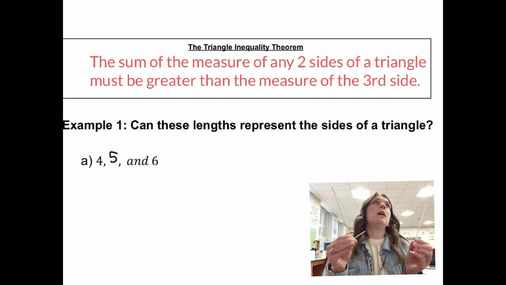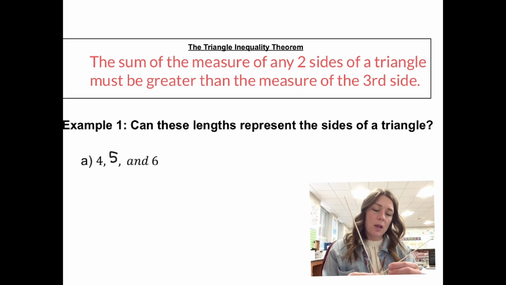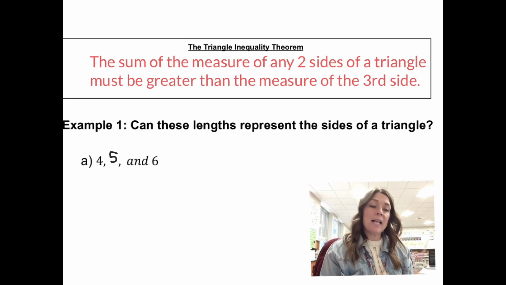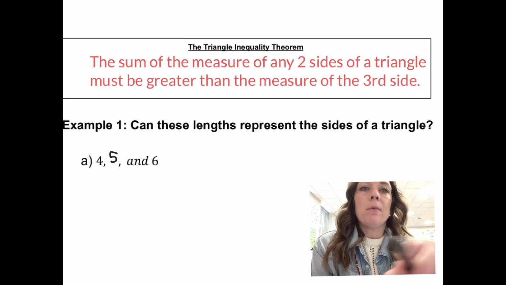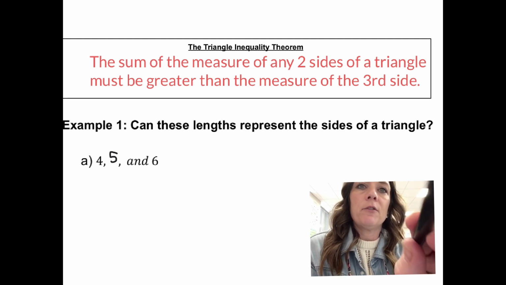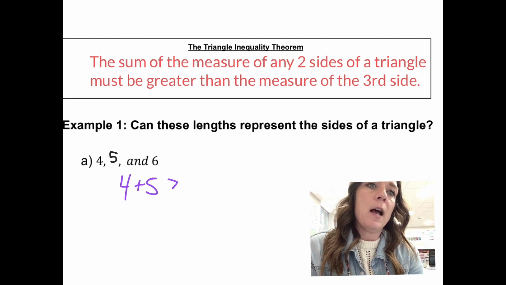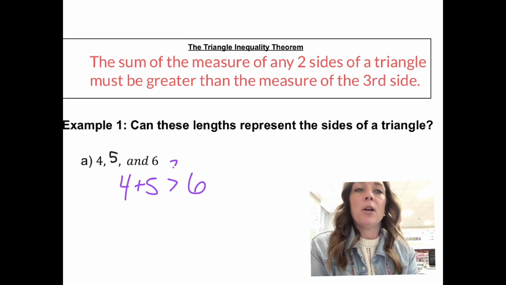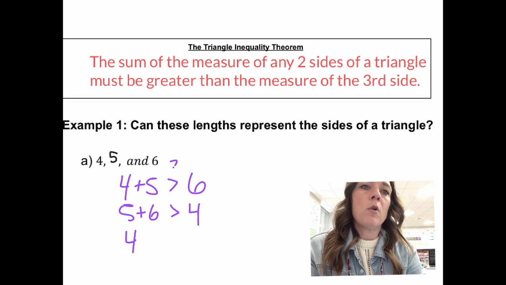So not any 3 lengths will make a triangle. Any two sides added together has to be bigger than the third. So what this looks like on your paper would be like, can these lengths represent the side of a triangle? You're pretty much just checking, does 4 plus 5 equal something bigger than 6? Does 5 plus 6 add to something bigger than 4? And does 4 plus 6 add to something bigger than 5?